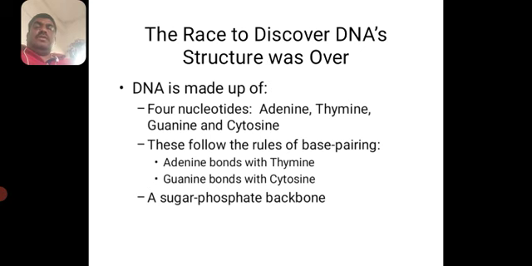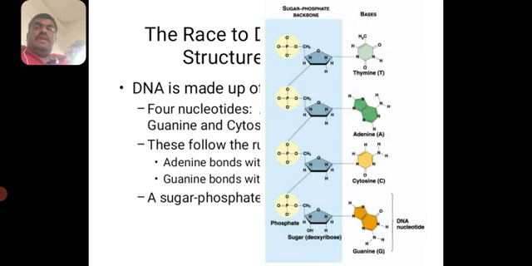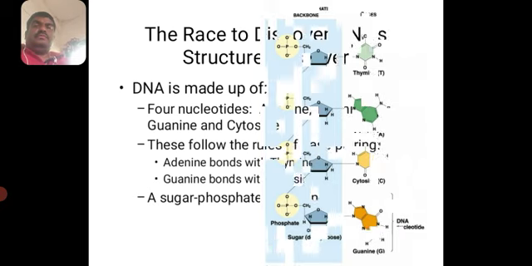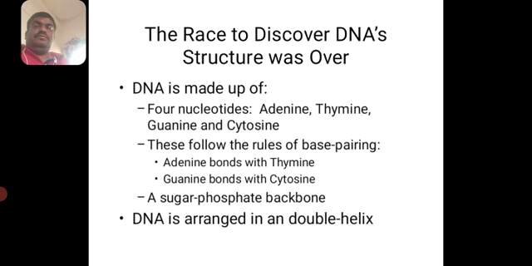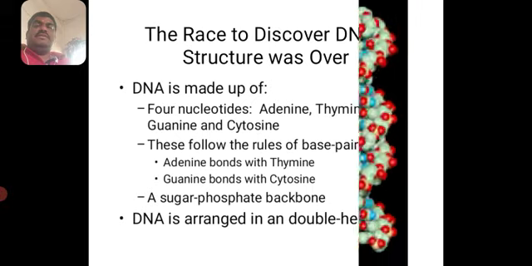Each nitrogen base pairs with a sugar and an inorganic phosphate. Here is a polynucleotide strand, or one strand of DNA. DNA is arranged in a double helix.